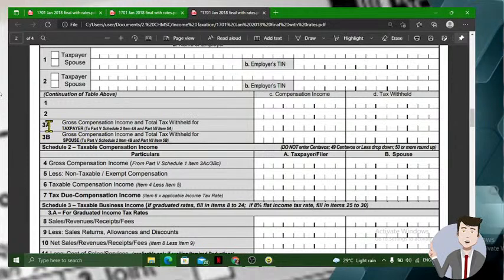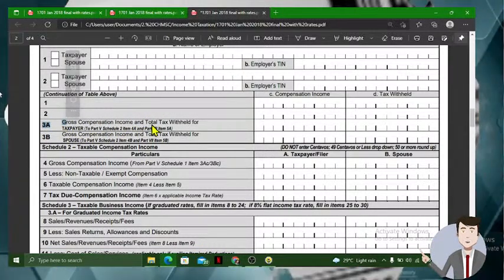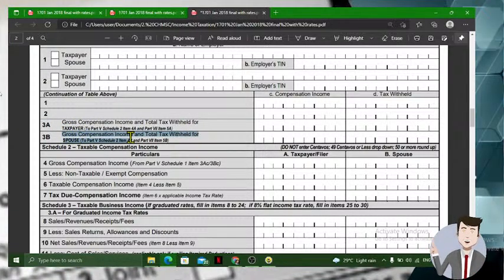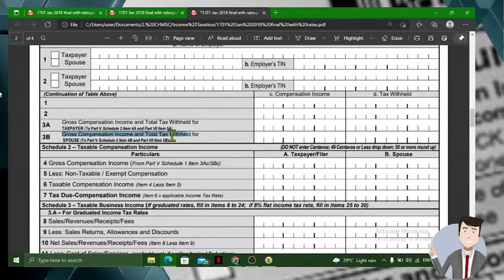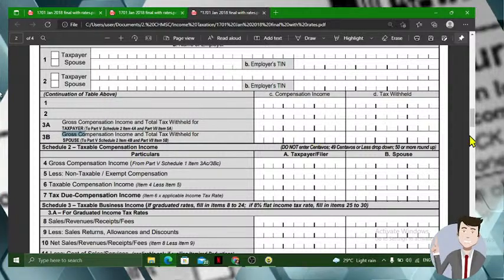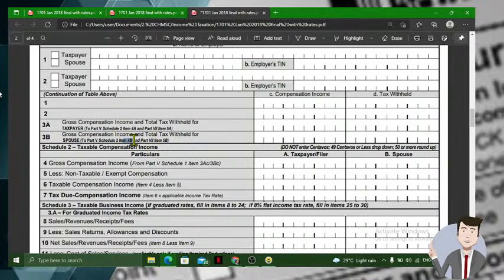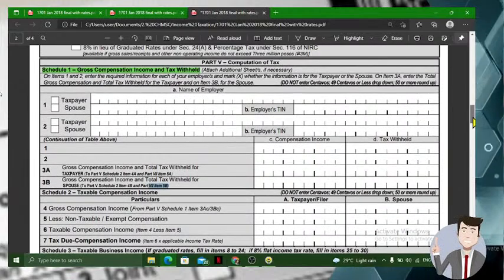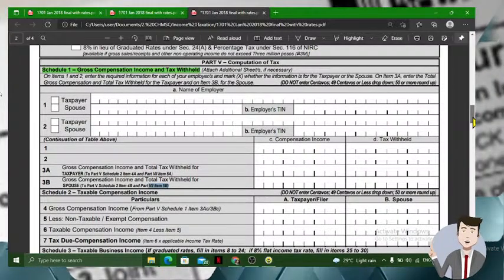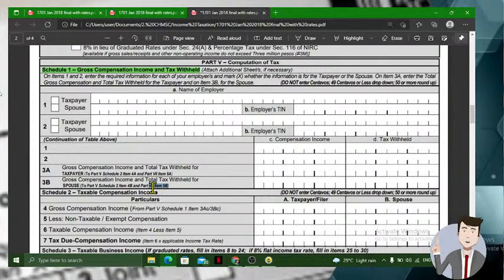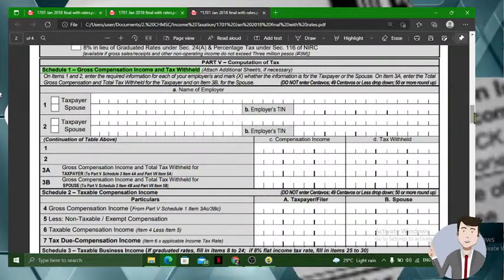Okay, letter A, next is 3A, compensation income and total tax withheld for the taxpayer. This one is gross income and total tax withheld for the spouse. Take note, guys, this is from Part 5, Schedule number 2, Item 4B, and Item 7B. Okay? So kindly refer to that later. That's Part 5, Schedule 2. This one. And the tax withheld is Part 7, Item number 5B.